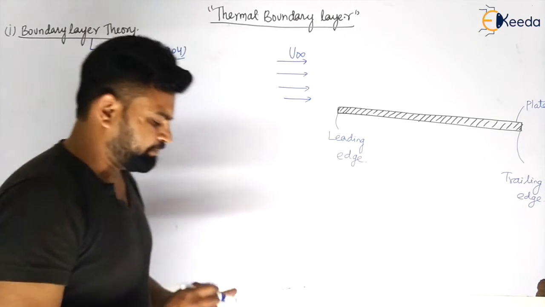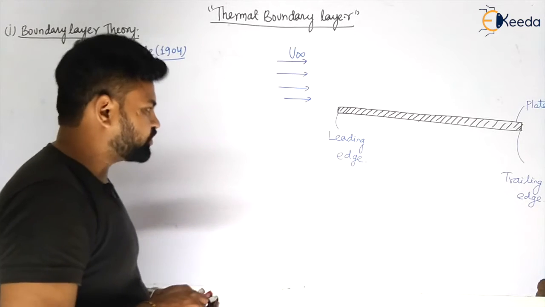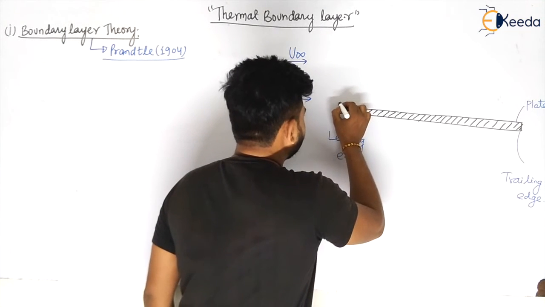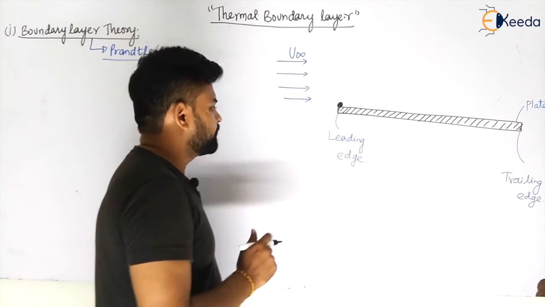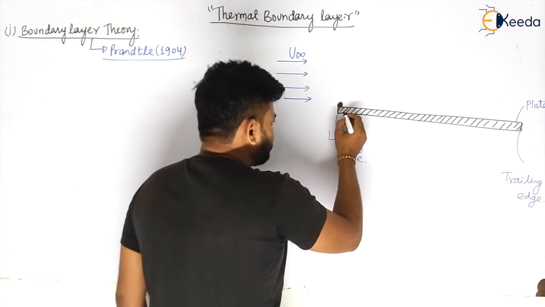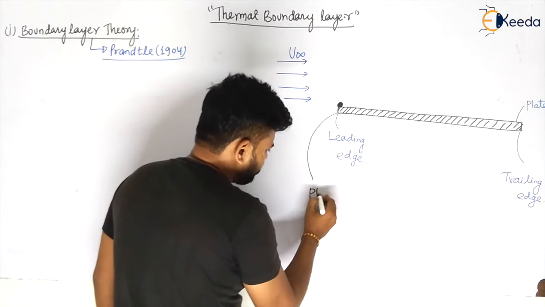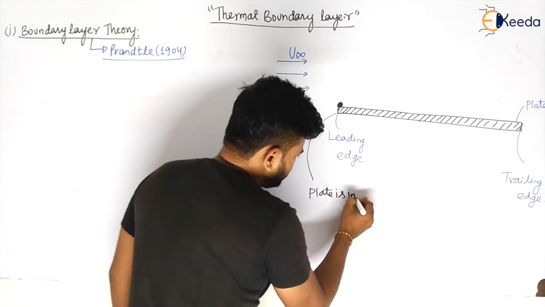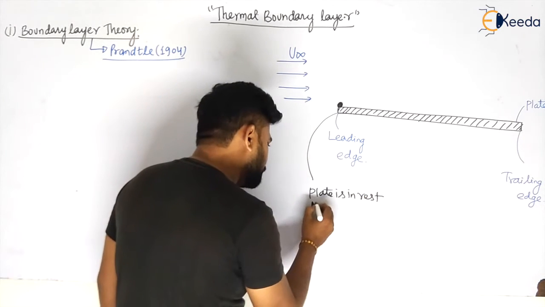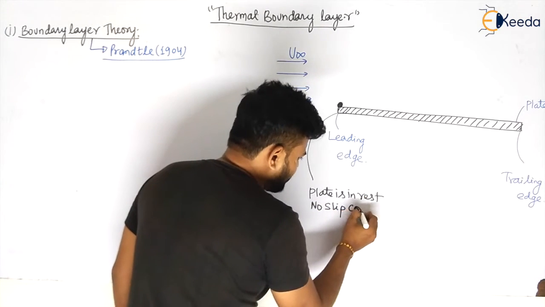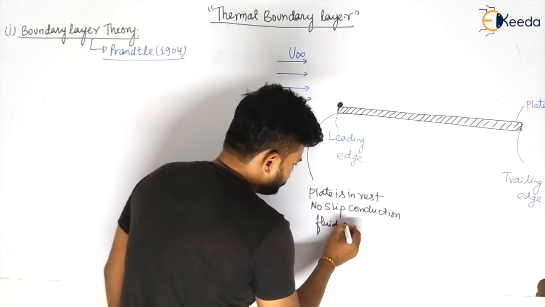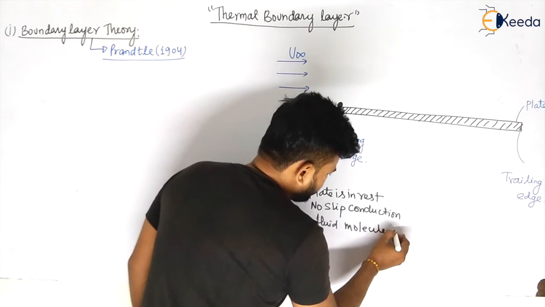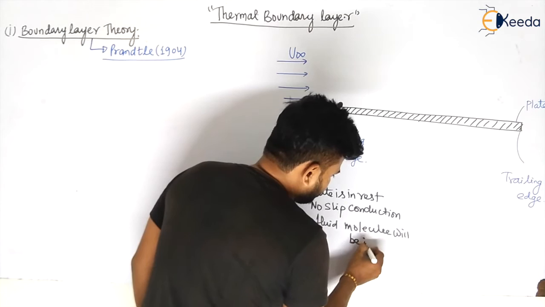Now what will happen? As soon as the fluid comes and touches the leading edge, this surface, the velocity of the fluid will become zero. Why will the velocity of the fluid become zero? Let us see. The plate is at rest, and due to the no slip condition, the fluid molecule will be at rest.